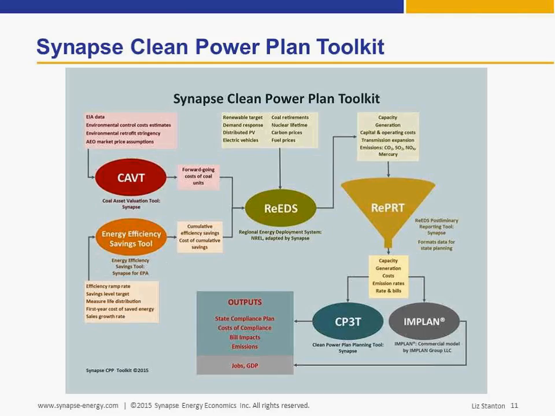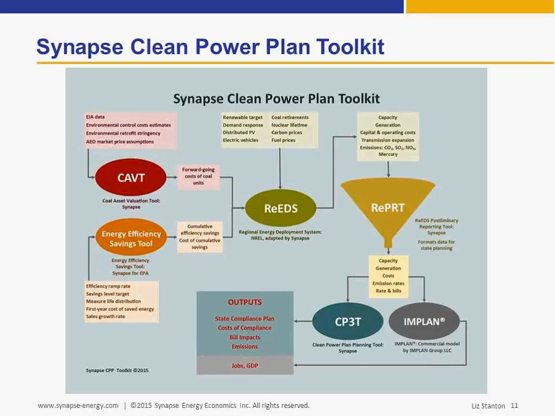Here's a schematic with a lot of information on it. I'm not going to go through all of this. That's what we call our Synapse Clean Power Plan Toolkit. This is what we use to do our Clean Power Plan modeling, and it does involve a lot of different bits and pieces. Some are models that we've designed here at Synapse, like Cavity and CP3T, both of which are publicly available. You can find them up on our website.